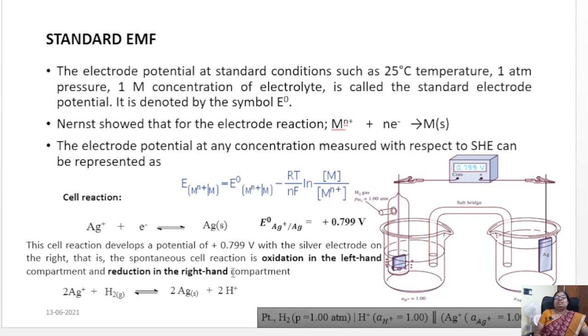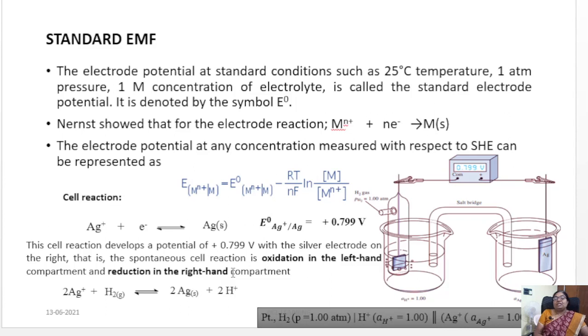Before that, let us look at standard EMF. What is the meaning of standard EMF? EMF is the difference in the potentials of the two electrodes which constitute a galvanic cell, and in fact any cell. When the electrode potential is measured at standard conditions, such as 25 degrees temperature, 1 atmosphere pressure and 1 molar concentration of electrolyte, it is called the standard electrode potential. It is denoted by the symbol E naught.